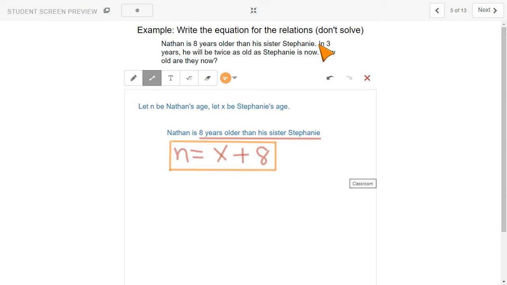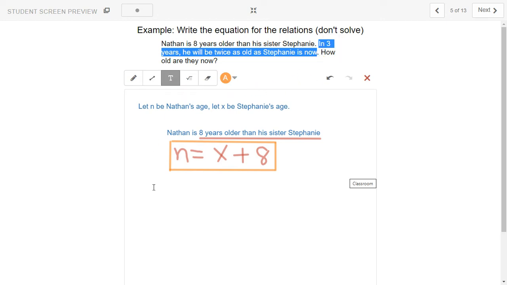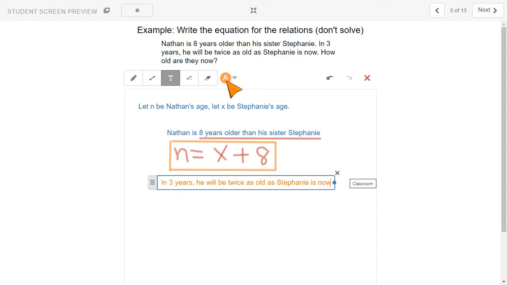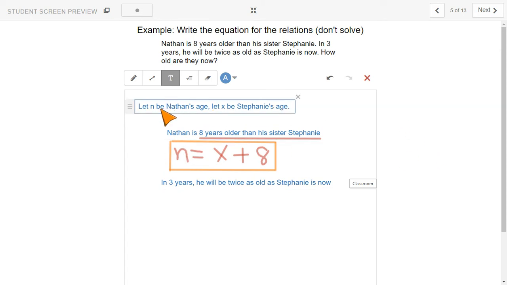Okay, the second part is in 3 years, he will be twice as old as Stephanie is now. Now, as a side note, we know that Stephanie and Nathan are represented by N and x right now. But if we were going to say their ages in 3 years, Nathan will be 3 years older. So Nathan's age will be N plus 3.